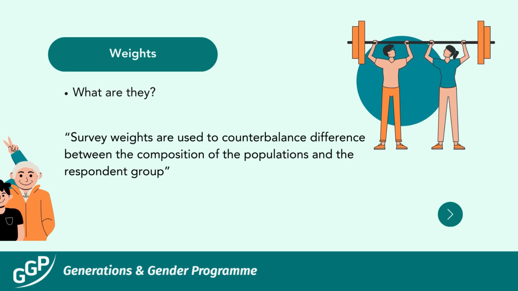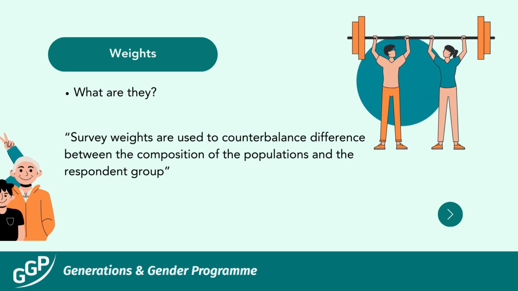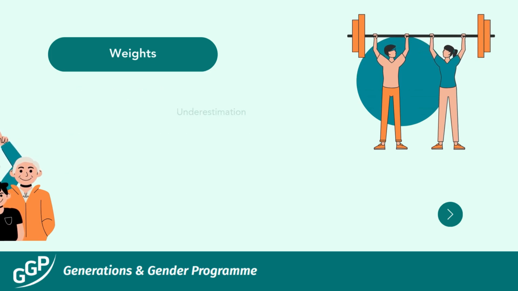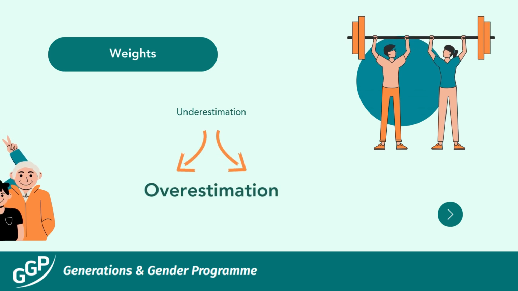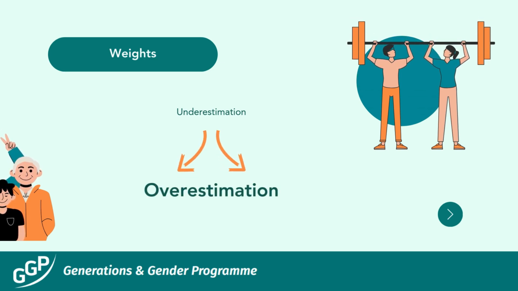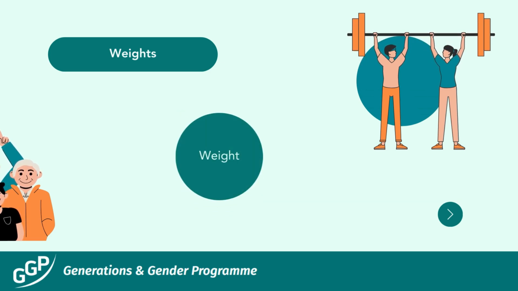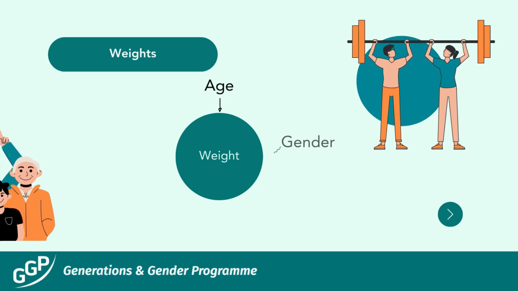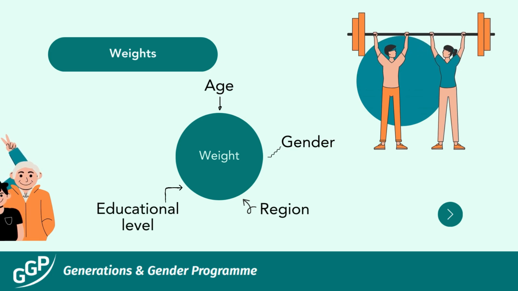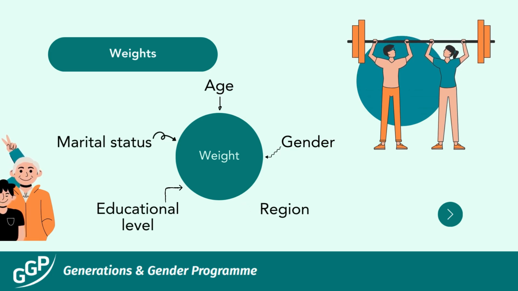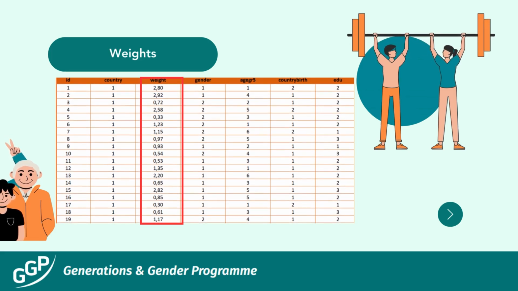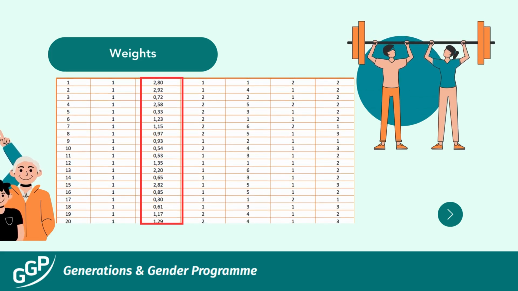Survey weights are used to counterbalance differences between the composition of the population and the respondent group. They are paramount to avoid biases in our results, which could lead to underestimation or overestimation of certain population groups. In GGS, a weight is assigned to each observation based on 5 characteristics: age, gender, region, educational level, and marital status, and it is derived through iterative proportional fitting. The highlighted column contains the weights for every observation in the dataset.